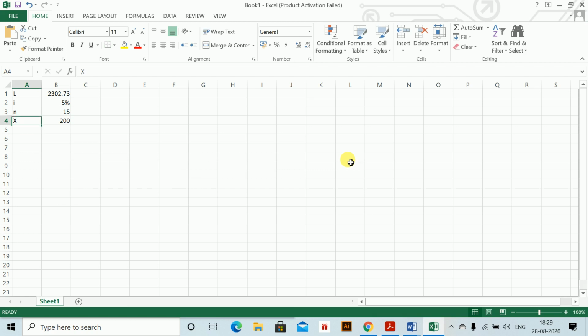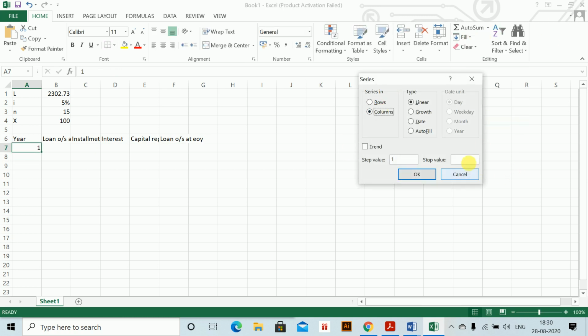X is 100 increasing by 20 each year. So we have our year, we have our loan outstanding at the beginning of year, we have our installment, interest, capital repaid and loan outstanding at end of year. So this is the table. Now we'll just fill the series first.